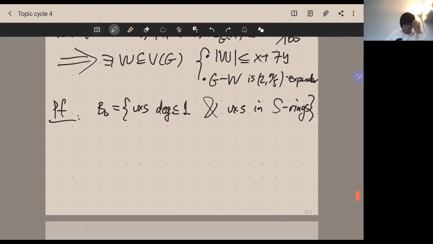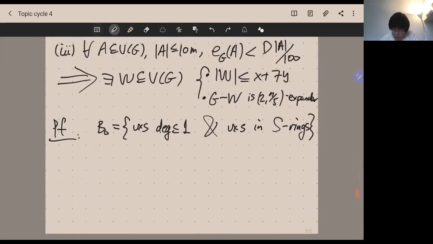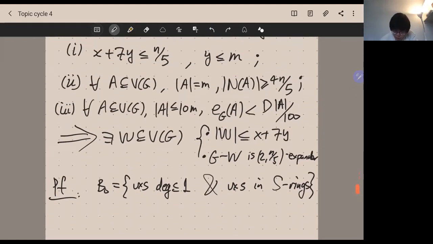This is B0. And then immediately we can give a bound on B0 in terms of the parameter we set up. This implies that B0 is at most x, which is the vertices of degree at most 1, plus 5y. Y is the number of S rings, and each S ring has at most 5 vertices. It's either a path of length 4 or a cycle of length 4, right?